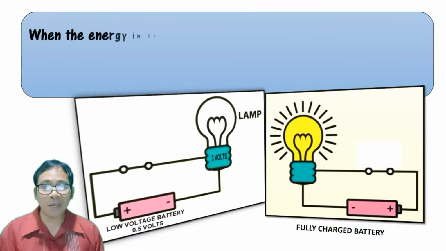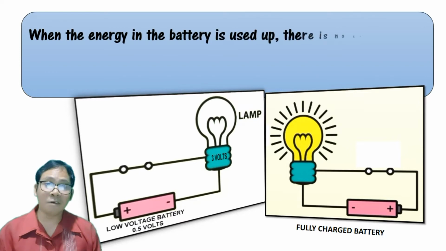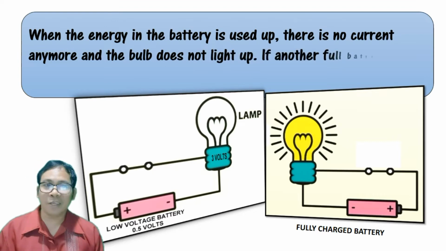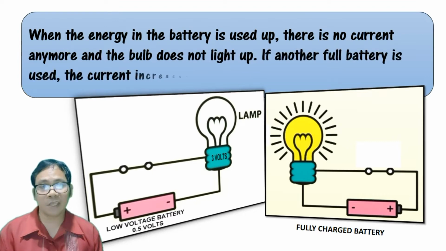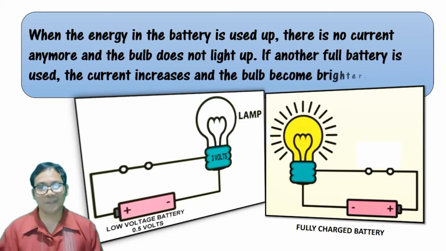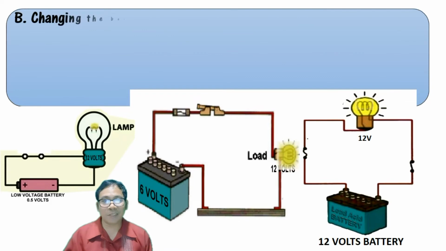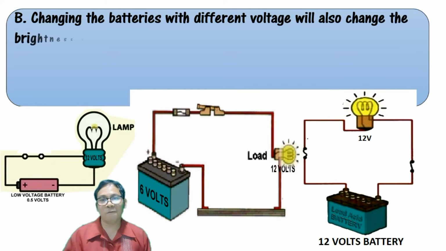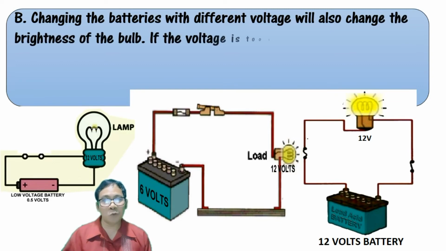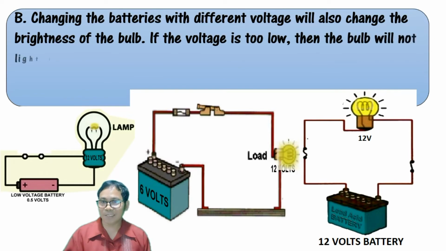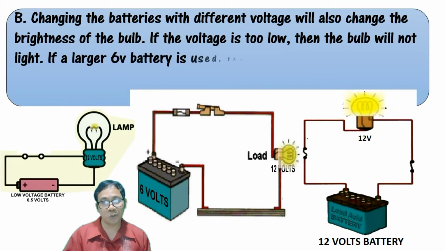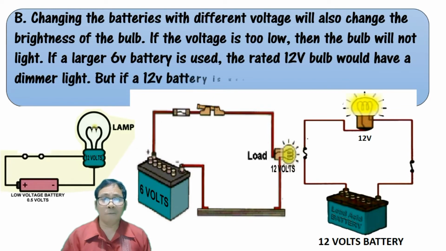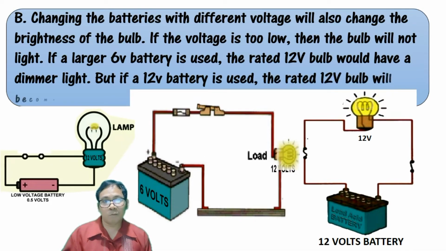When the energy in the battery is used up, there is no current anymore and the bulb does not light up. If another full battery is used, the current increases and the bulb becomes brighter. B. Changing the batteries with different voltage will also change the brightness of the bulb. If the voltage is too low, then the bulb will not light. If a larger 6 volts battery is used, the rated 12 volts bulb would have a dimmer light. But if a 12 volts battery is used, the rated 12 volts bulb will become brighter.